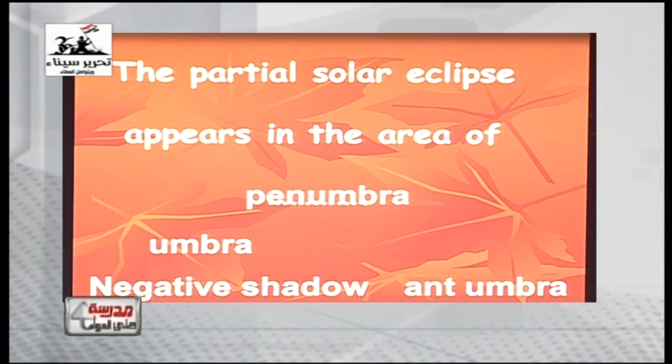So let us remind ourselves. What about the annular solar eclipse? It occurs in the antumbra, which begins with the letter A, like annular. So again, the partial solar eclipse appears in the area of penumbra, but the total eclipse occurs in the area of umbra. And the annular occurs in the antumbra, which we sometimes call negative shadow. So antumbra has the same meaning as negative shadow, and this type is called annular solar eclipse.